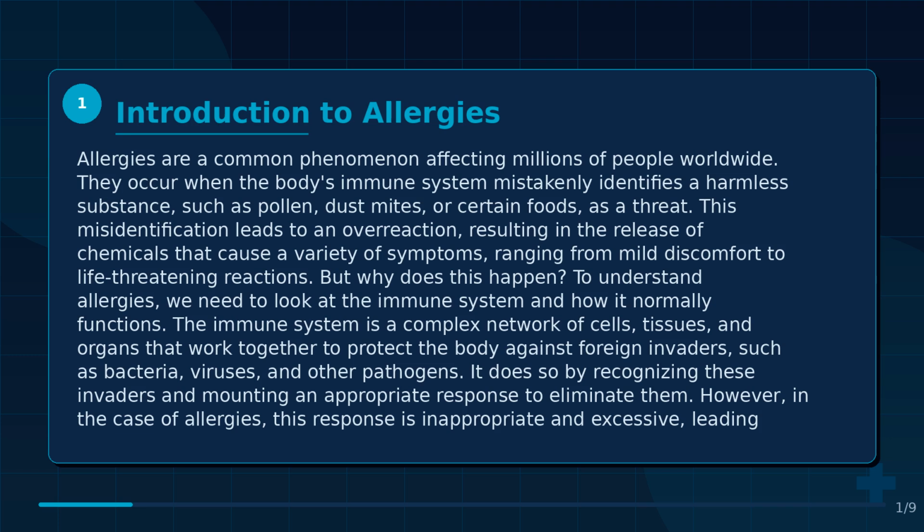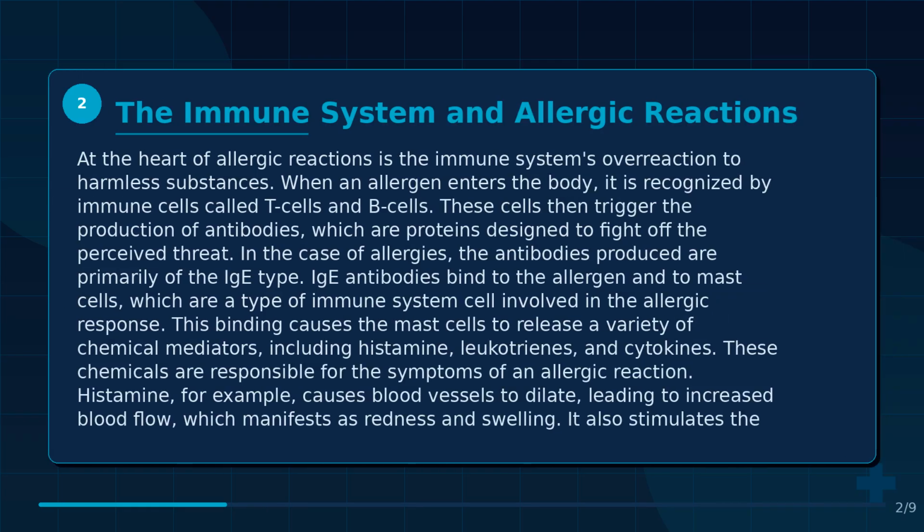The immune system and allergic reactions. At the heart of allergic reactions is the immune system's overreaction to harmless substances. When an allergen enters the body, it is recognized by immune cells called T cells and B cells. These cells then trigger the production of antibodies, which are proteins designed to fight off the perceived threat. In the case of allergies, the antibodies produced are primarily of the IgA type.